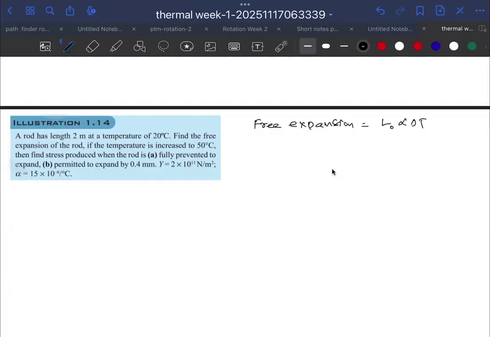Yes or no? Right. So just substitute, you will get the answer as 0.9 millimeter. I'm just giving you the answer. But time is the criteria. Fully prevented to expand, stress will form. Are they asking stress or tension? Y alpha delta T.